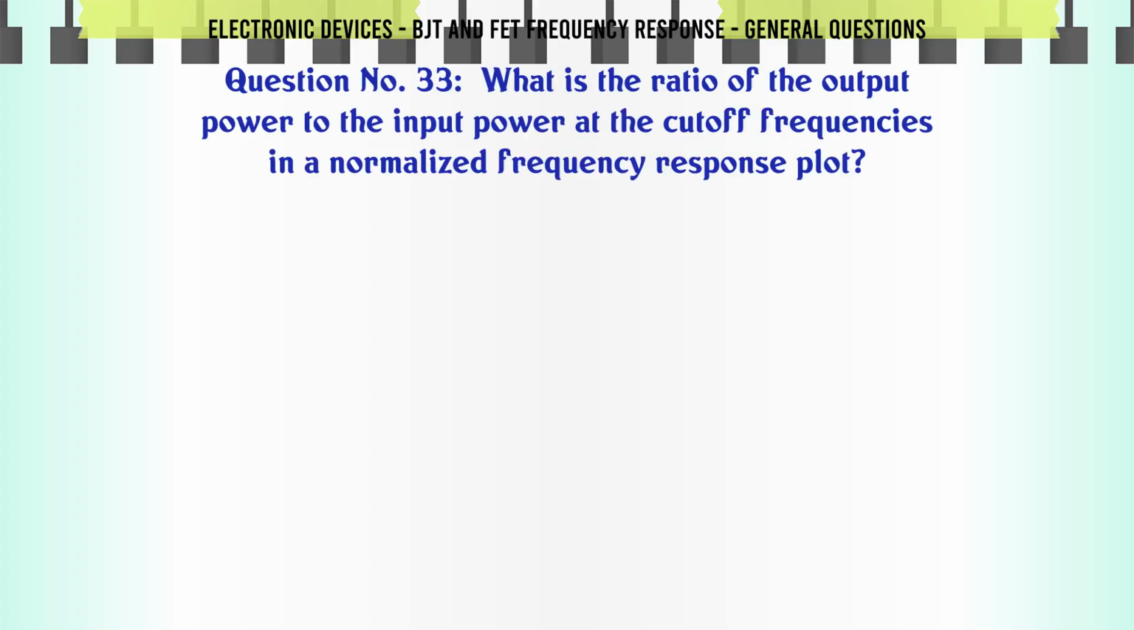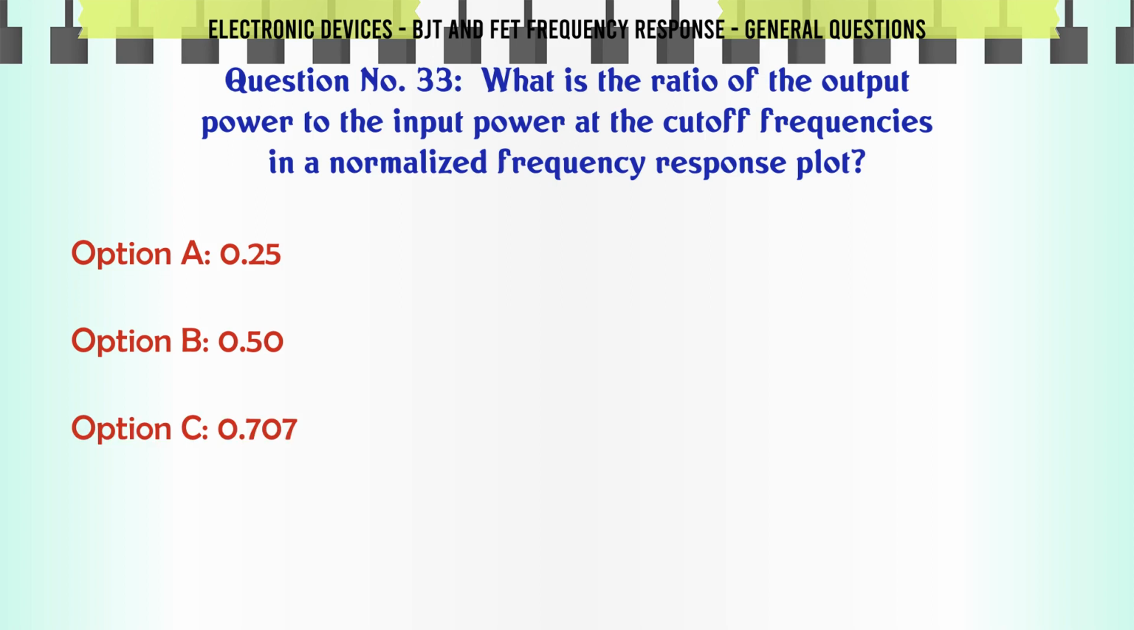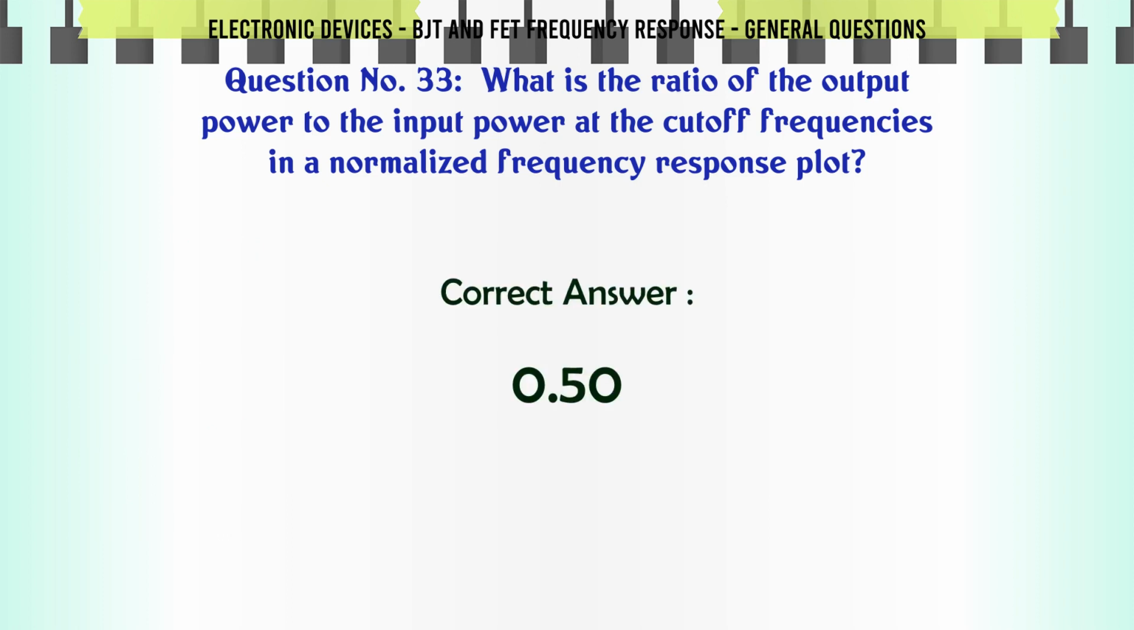What is the ratio of the output power to the input power at the cutoff frequencies in a normalized frequency response plot? A. 0.25. B. 0.50. C. 0.707. D. 1. The correct answer is 0.50.